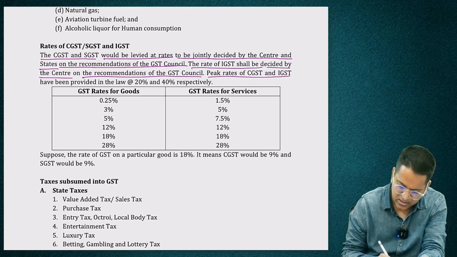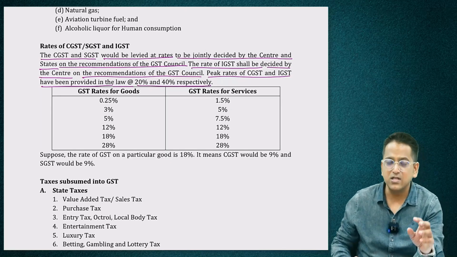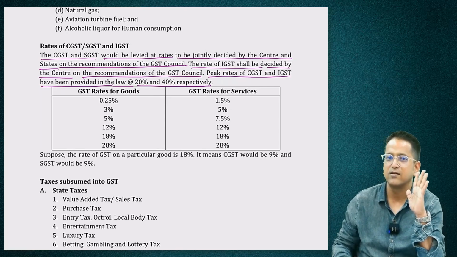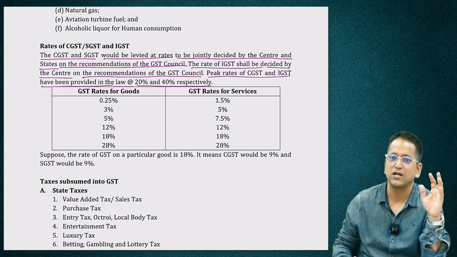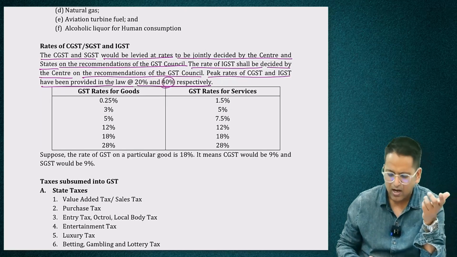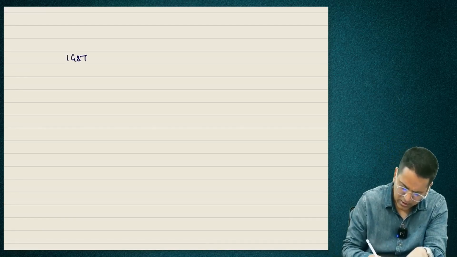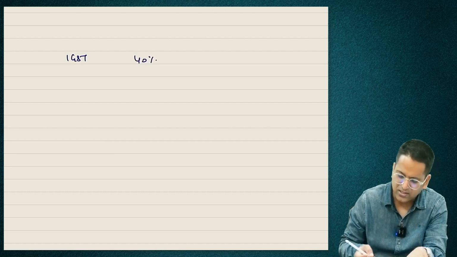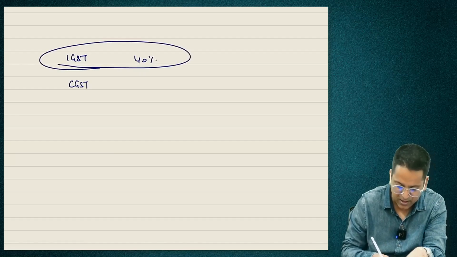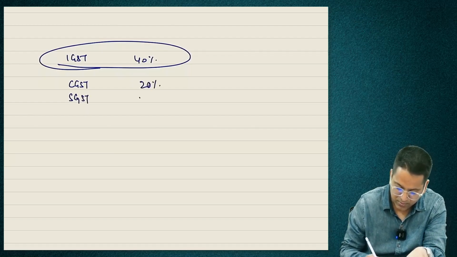Peak rates of CGST and IGST have been provided in the law at the rate of 20% and 40% respectively. The GST law states that the peak rate, the highest rate of CGST, can be 20%. This means the GST rate cannot exceed this. CGST rate can be maximum 20% and IGST rate can be maximum 40%. Now you already know, if we are applying IGST on any item at 40%, how much will CGST and SGST be of this item? IGST is applicable on interstate, and if the same item is sold in intrastate, then CGST and SGST will apply. So how much will this be? It will be half, 20%.